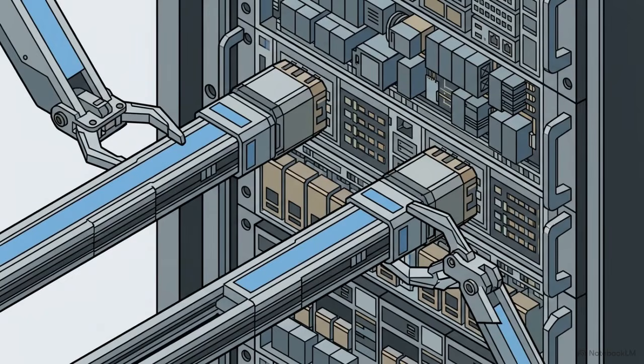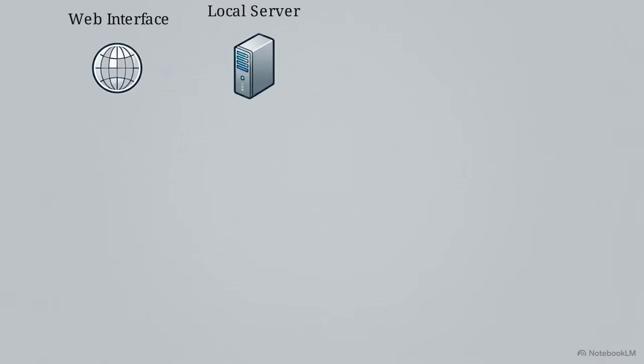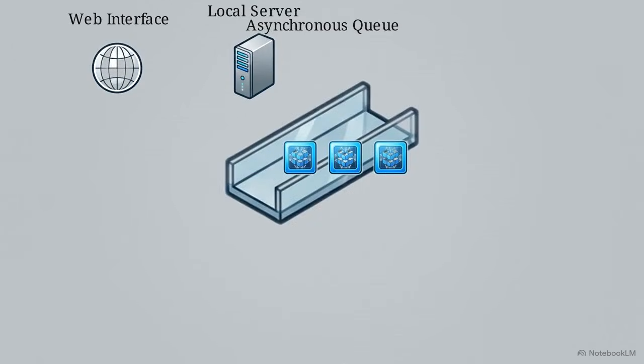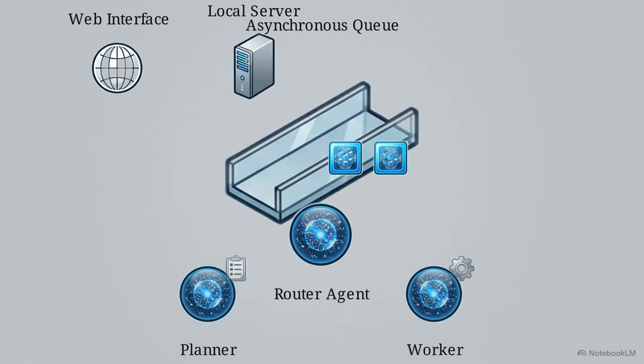Next, we have to wire those raw components together. Orchestration frameworks serve as the connective tissue, linking the individual SLMs, their tools, and the memory databases into a cohesive, automated workforce. The standard background architecture is straightforward. A web interface sends a user request to a local server. That server safely drops the task into an asynchronous queue, ensuring the system processes tasks methodically without getting overwhelmed. A router agent pulls the request from that queue.